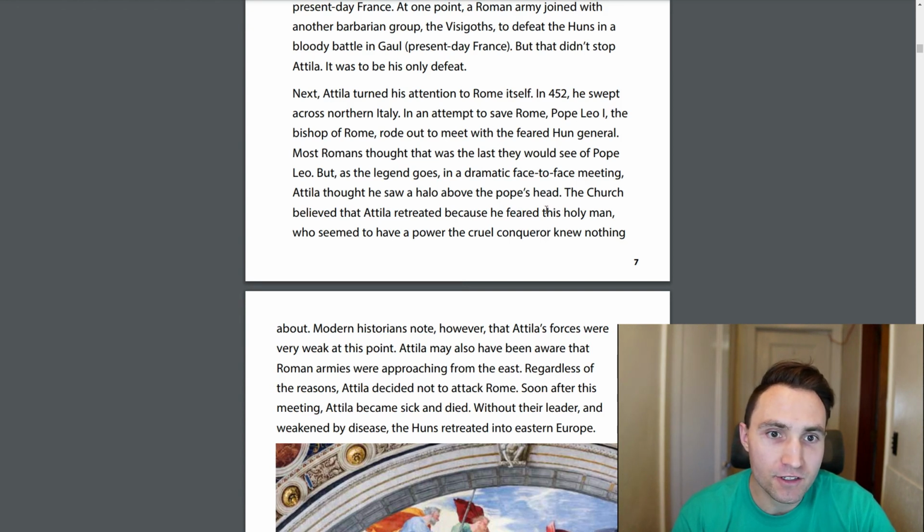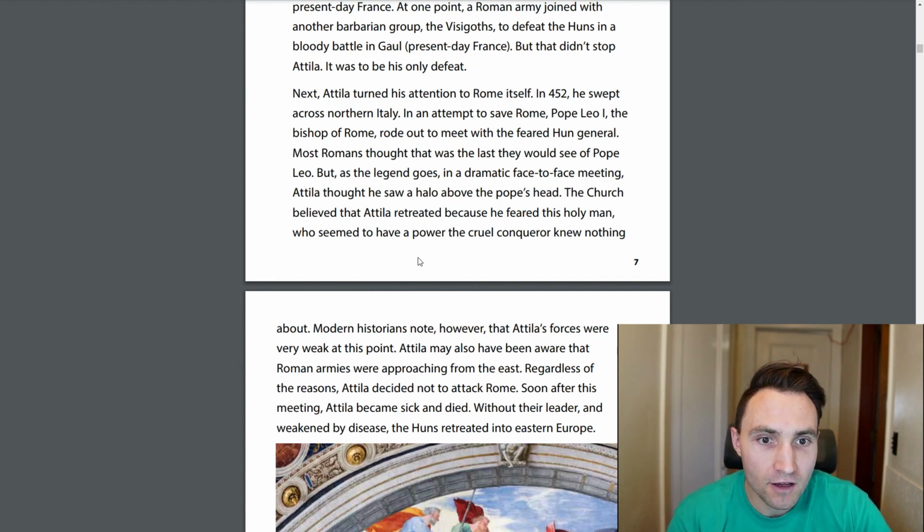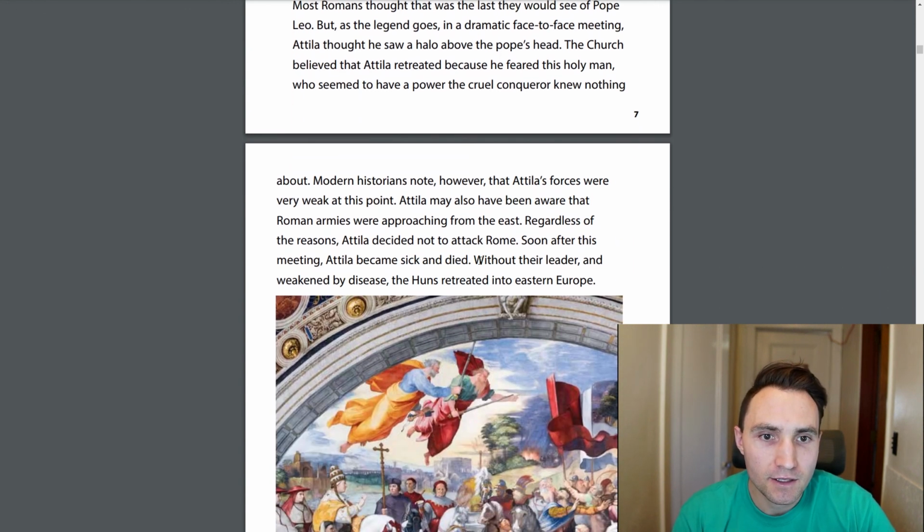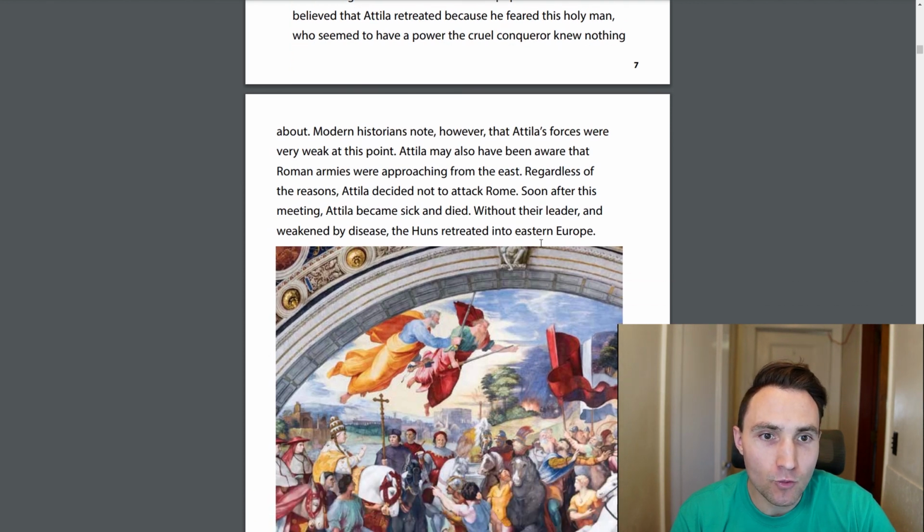Pope Leo I, the Bishop of Rome, rode out to meet with the feared Hun general. Most Romans thought that was the last they would see of Pope Leo. But as the legend goes, in a dramatic face-to-face meeting, Attila thought he saw a halo above the Pope's head. The church believed that Attila retreated because he feared this holy man, who seemed to have a power the cruel conqueror knew nothing about. Modern historians note, however, that Attila's forces were very weak at this point.